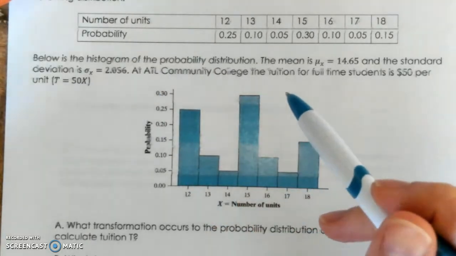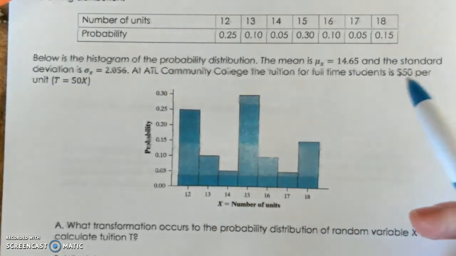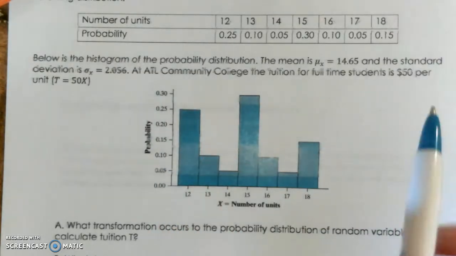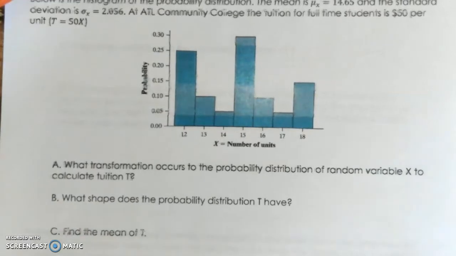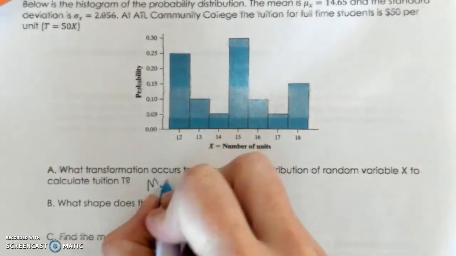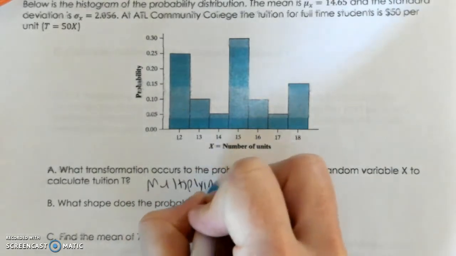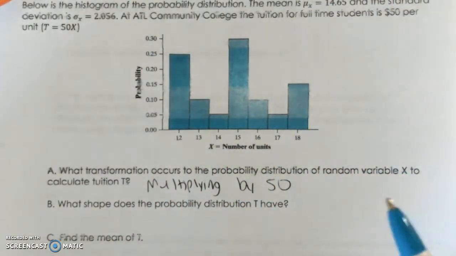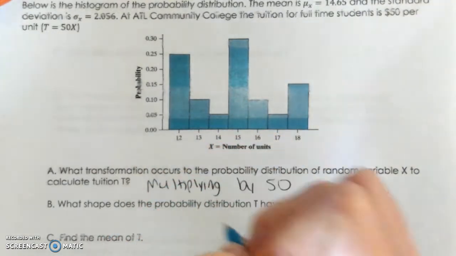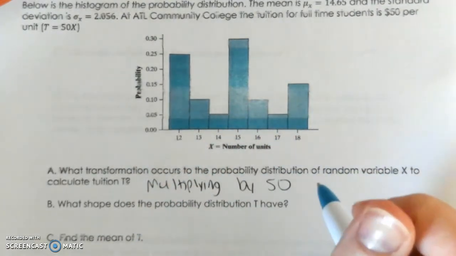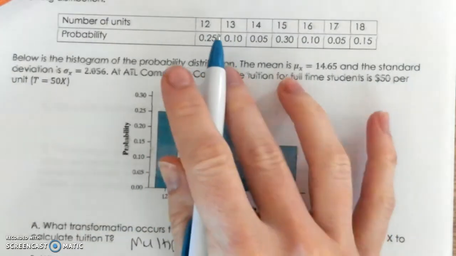At ATL Community College, the tuition for full-time students is $50 per unit. So 50 times the number of units you're taking. So what transformation occurs to the probability distribution to calculate tuition? You are multiplying by 50. Remember, transforming is just adding, subtracting, multiplying, or dividing each number by the same constant, right? So I'd be multiplying all of these number of units by 50 to calculate their tuition.